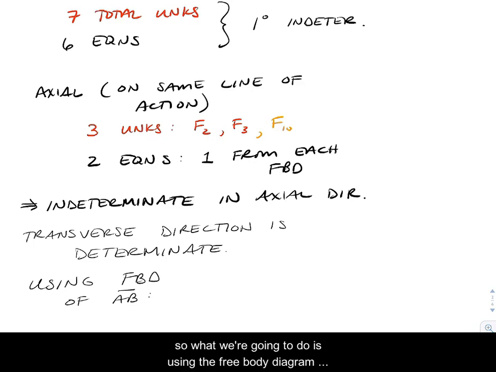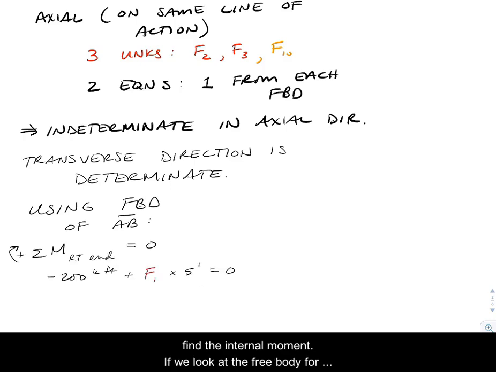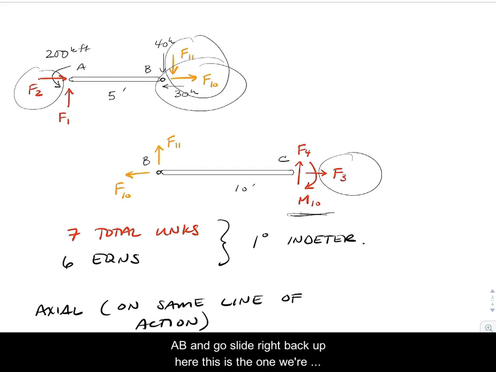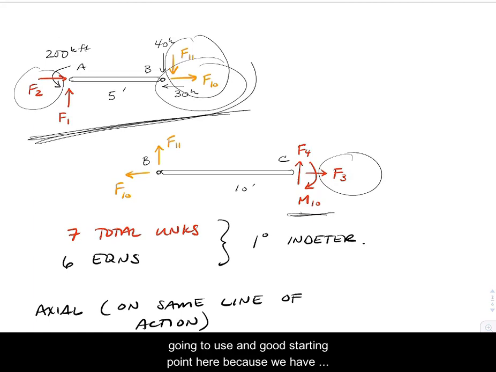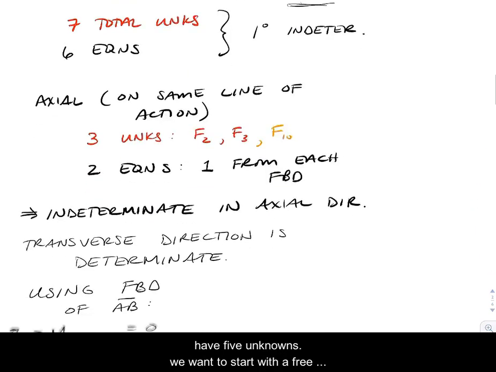So what we're going to do is, using the free body diagram for AB, we're going to start solving for some of these external supports so that then we can find the internal moment. So if we look at the free body for AB, I'm going to slide right back up here. So this is the one we're going to use. And it's a good starting point here because we have 4 unknowns. On the other one, we have 5 unknowns.